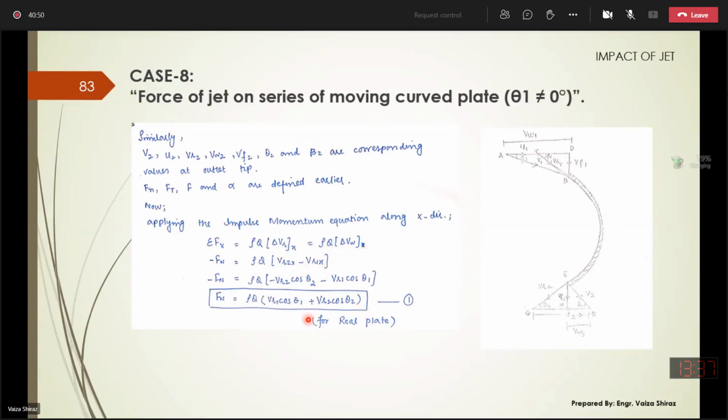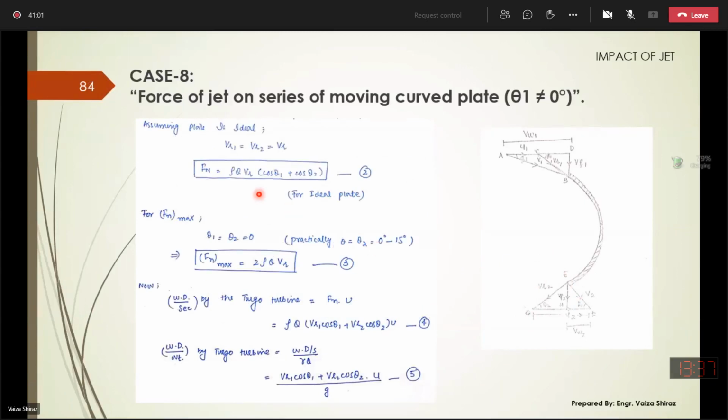Okay. So this is the final equation for Fn. This is for the real plate. So this is quite simple. We just have to find out the components VR2x or VR1x. For the ideal, it will be rho Q VR cos of theta 1 plus cos of theta 2. Now, if you remember, we have discussed that you need to increase Fn because Fn is that component which is basically responsible to move the plate. Ft is not contributing to any movement. If you want to increase Fn, that can be done by simply making the angle theta 1 and theta 2 0. Okay, that will give you Fn maximum as 2 rho Q VR.